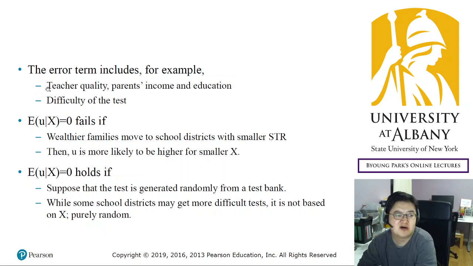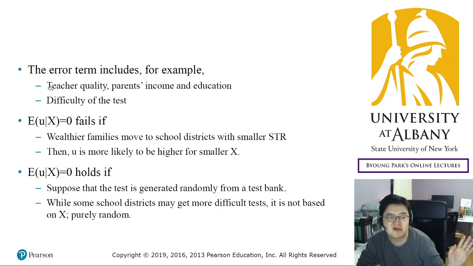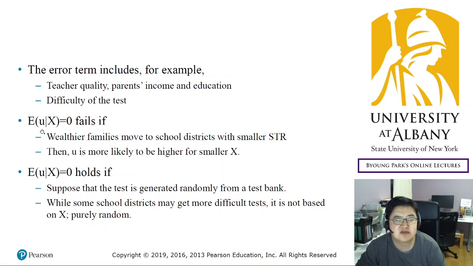All those other social, like economic or social policy variables can be included in the error term. Or you can think about the difficulty of the test. So of course, in general, both of the variables are included in the error term, but let's think one by one. So if you assume that the error term is teacher quality or parents' income, say parents' income, then I would say the assumption fails.